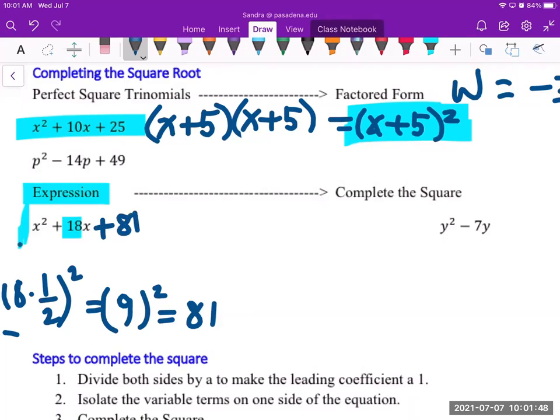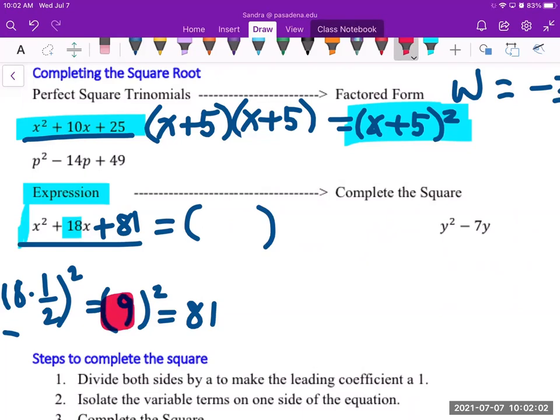As you can see, I'm creating a trinomial. And now I'm going to factor it out. But in order for me to factor it out, it will always be the number before I square that will work. So I'm going to copy this number and put it in here. So it's going to be x plus 9 squared.